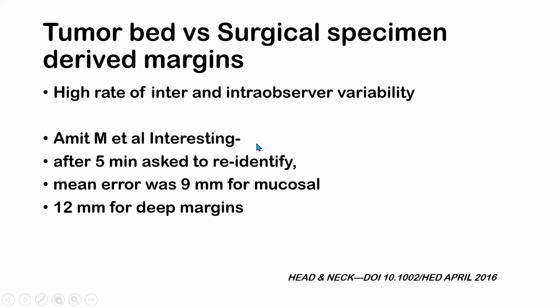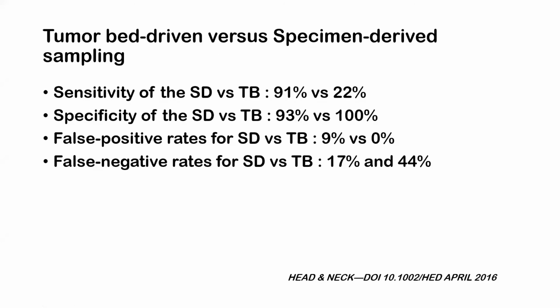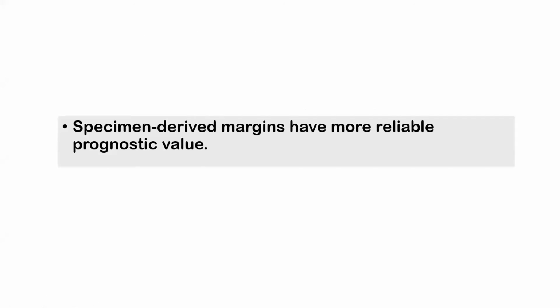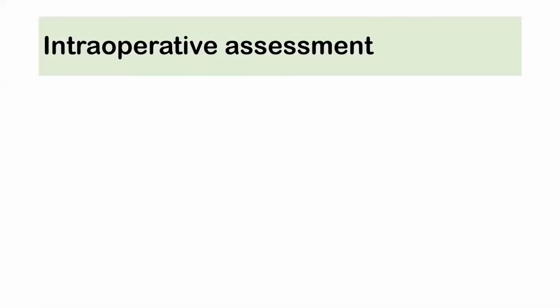In an interesting study, even after 5 minutes, the surgeon was asked to re-identify the location of the sampling, and there was a mean error of 9 millimeters for mucosal margins and 12 millimeters for deep margins. So tumor bed derived margins have low sensitivity and a high false negative rate. Specimen derived margins are much more reliable.